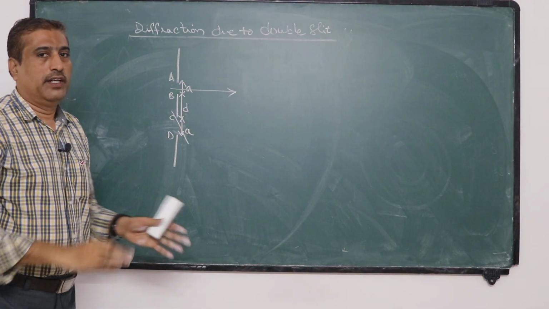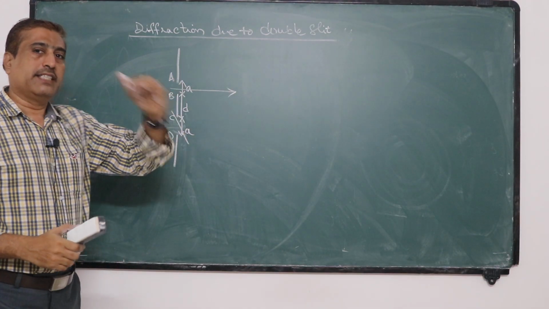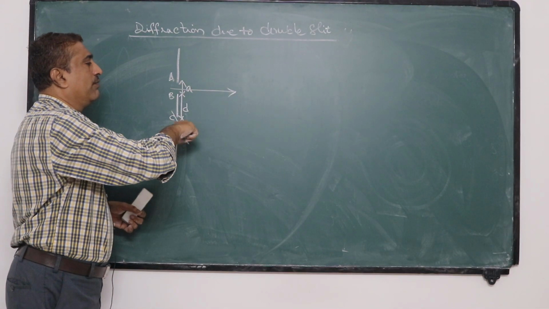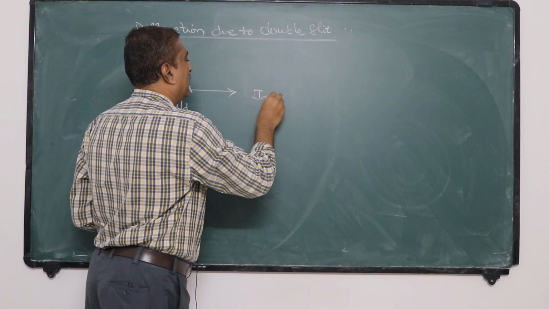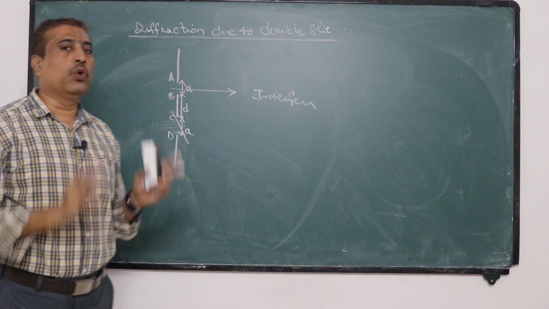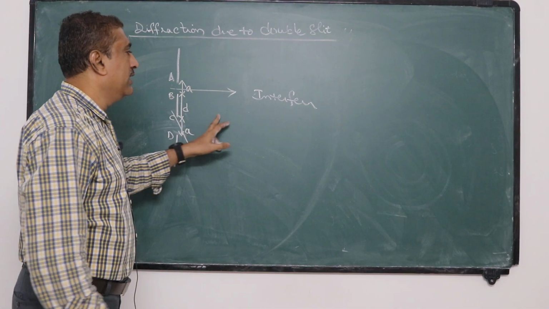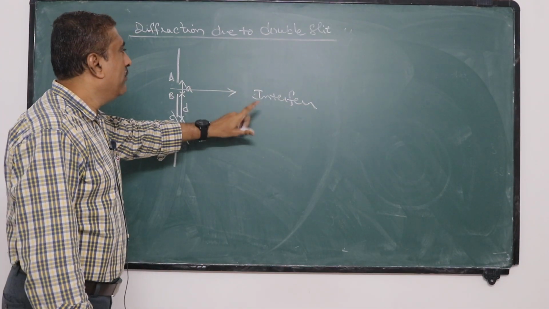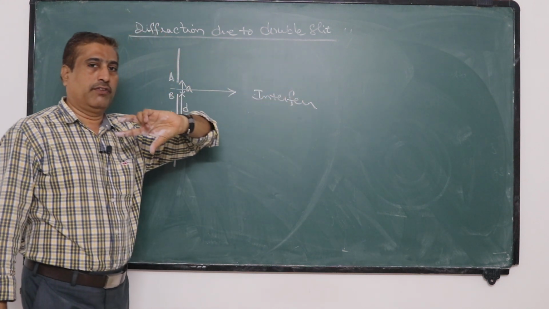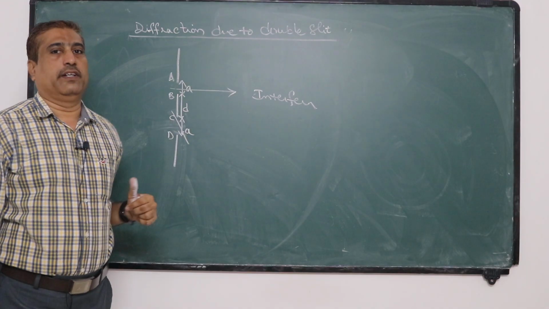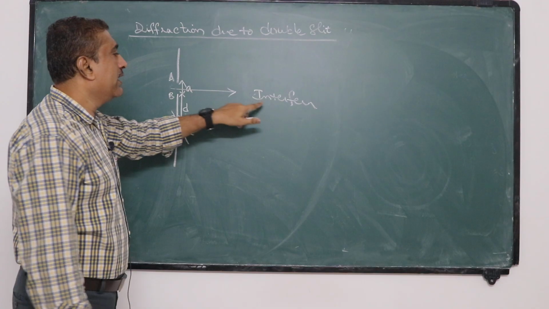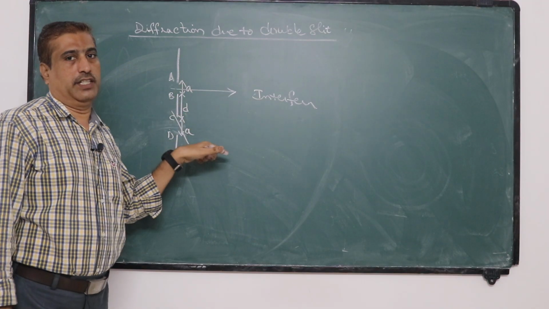Individual slits show the diffraction effect of their single slit pattern, but as a combination of these two, we will get interference, because these two slits act as two coherent sources and give rise to interference. So the diffraction due to double slit is the combination of both diffraction and interference: diffraction due to individual slits and interference due to the combination of the slits.